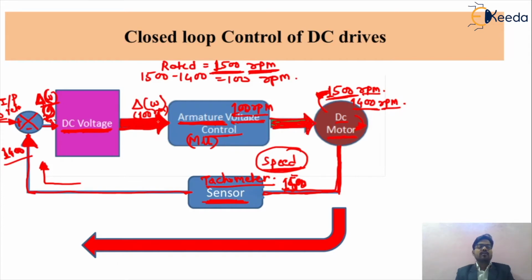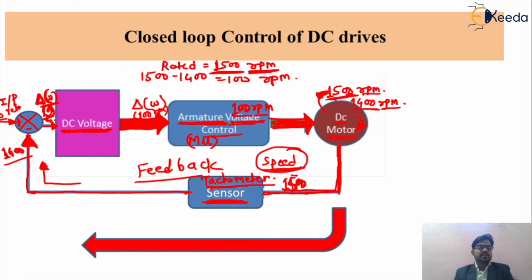So the controller will not add any speed, and the speed of your motor will again reach 1500. So depending upon the feedback signal of your DC motor drive, this closed loop control system will control the speed of your motor, and this is called the closed loop control strategy, or we call it the feedback control strategy of your DC drive.